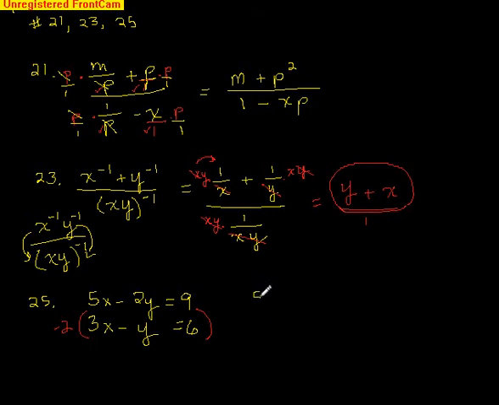We're going to get 5x minus 2y equals 9. I didn't do anything to the top one. The bottom one, I'm multiplying everything by -2. As long as you do the same thing to every term in the equation, it doesn't change the equation's value. So we're going to get minus 6x plus 2y equals minus 12.